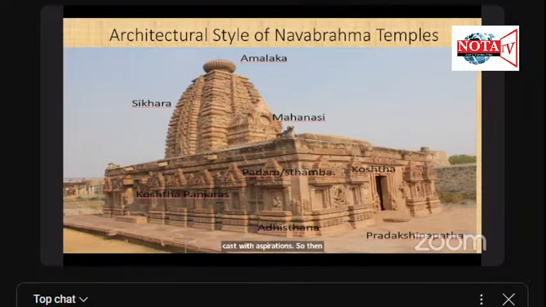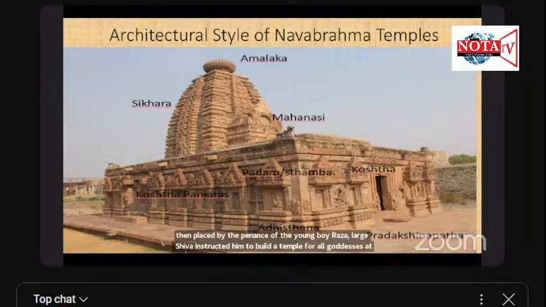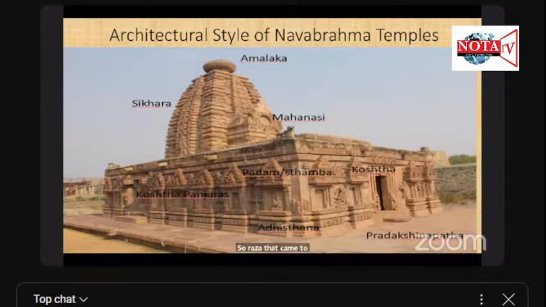Then Punyavati advised her son to praise Shiva and seek his assistance, and the son did as instructed by her. Pleased by the penance of the young boy, Rasasiddha, Lord Shiva instructed him to build a temple for all goddesses at Alampur. So Rasasiddha came to Alampur and started constructing the temples. While he was engaged in the work, there was one king, Vilasat king, who invaded the site and destroyed all the work.